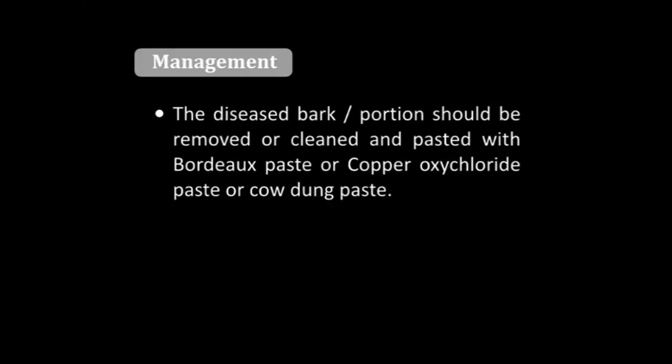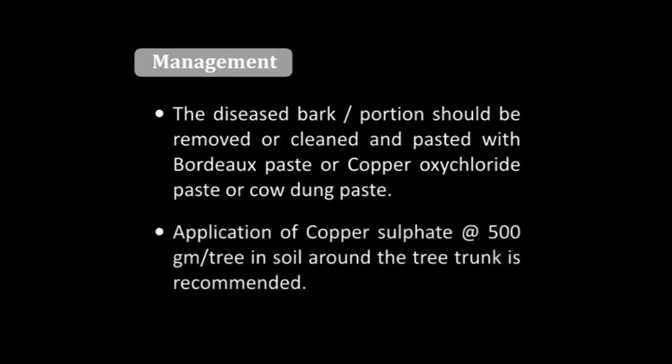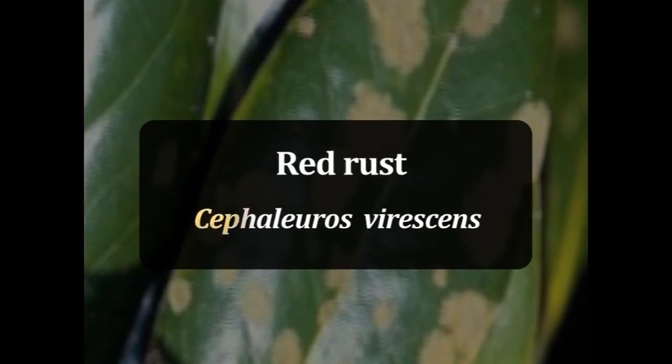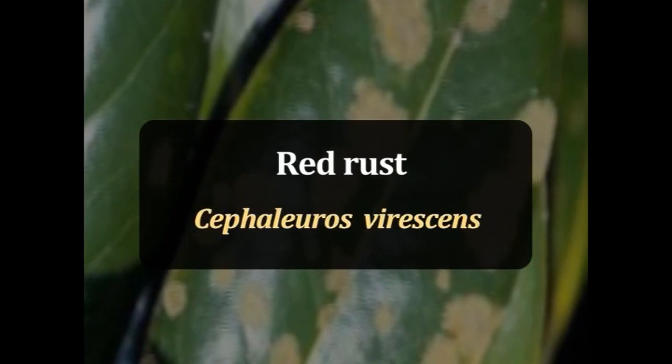Management of the disease. The diseased bark or portion should be removed or cleaned and pasted with Bordeaux paste or copper oxychloride paste or cow dung paste. Application of copper sulfate at the rate of 500 gram per tree in soil around the tree trunk is recommended. Next disease is the red rust. It is caused by Cephaleuros virescens.